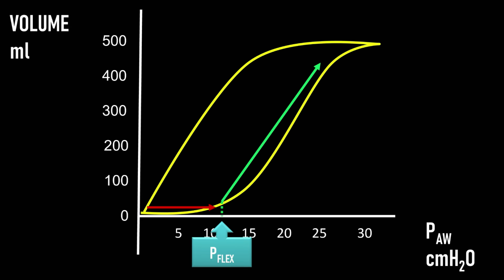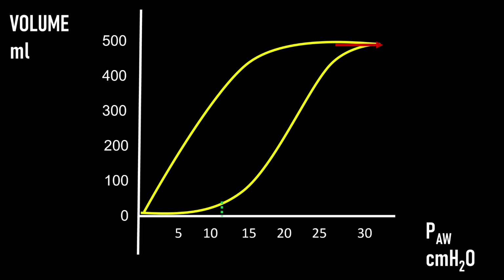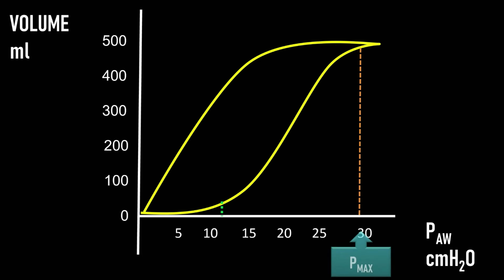As one progresses upwards, there is a point at the top of the curve where it flattens out. The lung is no longer able to expand well above this point, and it is assumed that any additional pressure applied to the lung at this level causes damage. So this is the upper inflection point of the volume pressure curve, and it's known as the P max.